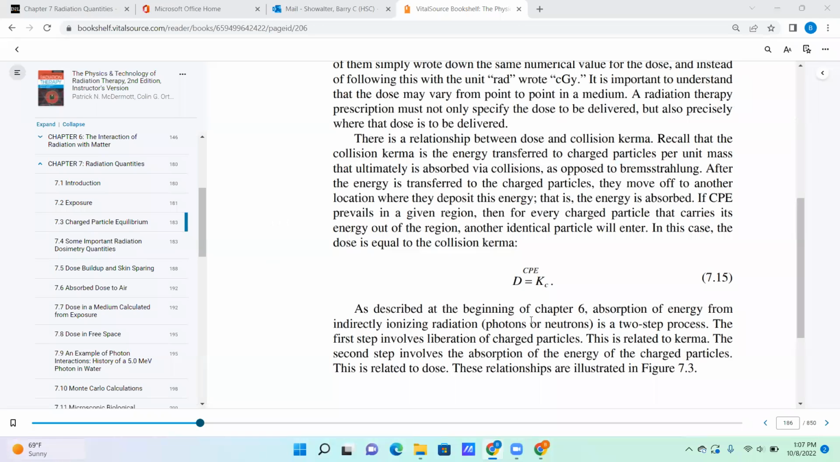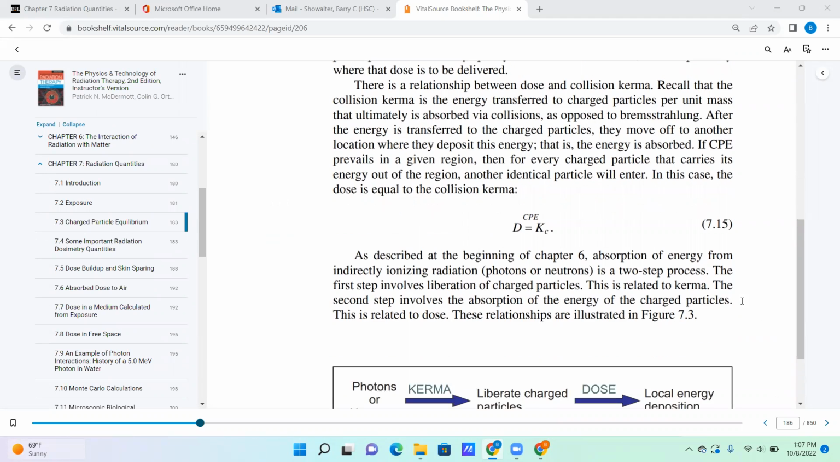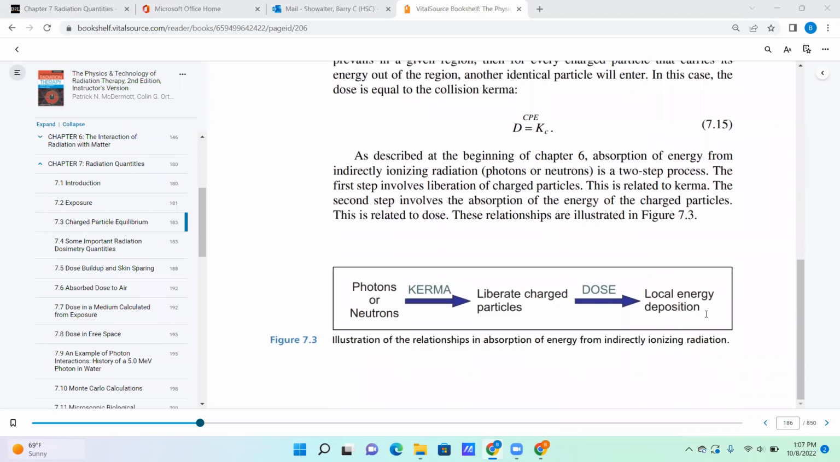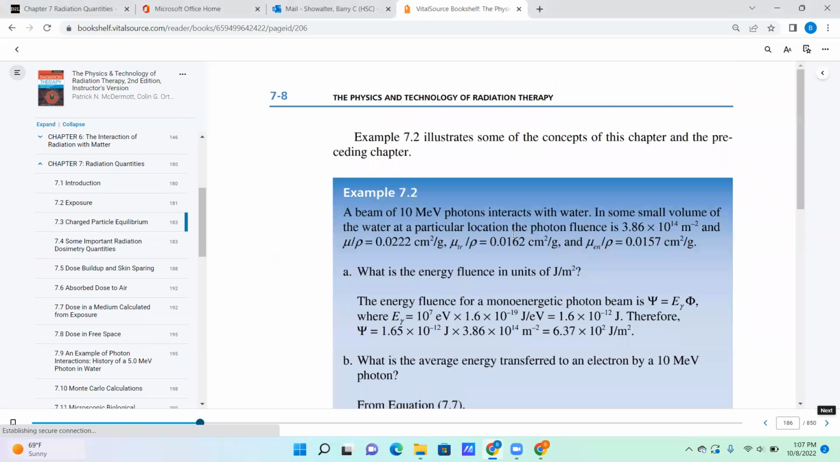So as described at the beginning of chapter 6, absorption of energy from indirectly ionizing radiation, photons or neutrons, is a two-step process. First, you have to liberate the charged particles. That's related to kerma. The second step involves the absorption of the energy of the charged particles, and that's related to dose. So you have your photons or neutrons, then you have kerma going on. That liberates charged particles. Then you've got dose, which is going to end up being deposited somewhere, and we're looking at the local amount that is deposited.